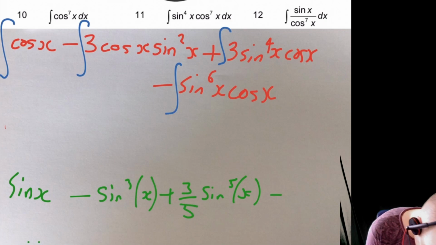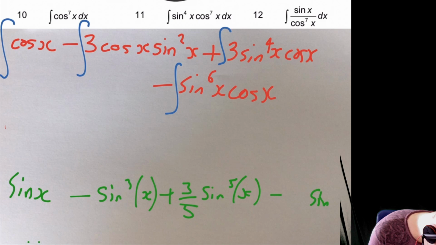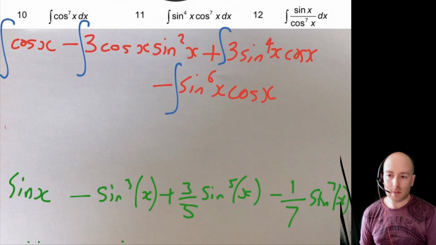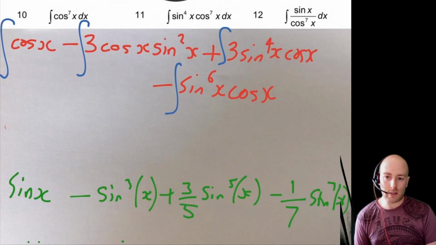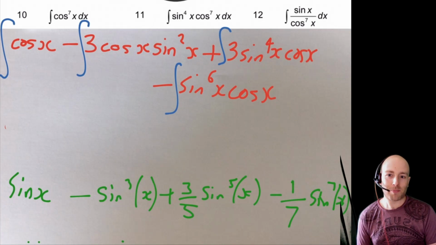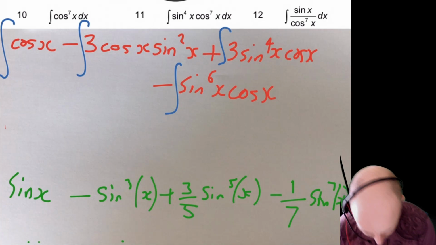And the last one, we're going to try sine to the 7. We need to divide by 7. So that's what you should get for this: sine minus sine cubed minus 3/5 sine to the 5 minus 1/7 sine to the 7. Horrible question. Horrible.